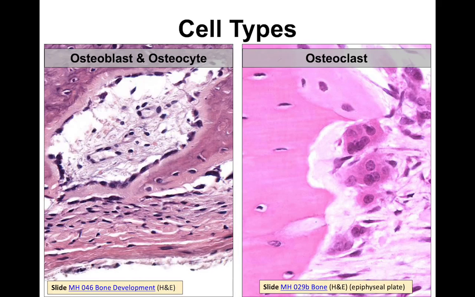The other type of bone cell is the osteoclast. Osteoclasts are derived from monocytes. They are formed by the fusion of several monocytes. So osteoclasts are multinucleated cells. And osteoclasts are found in a space known as Howship's lacunae or resorption bay.